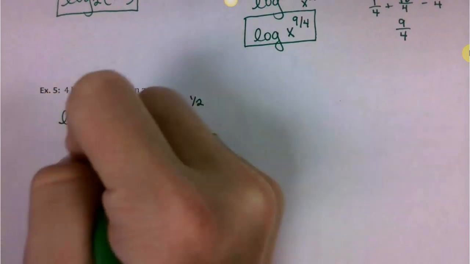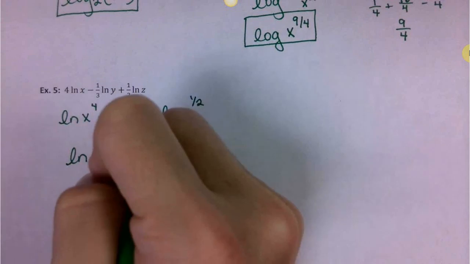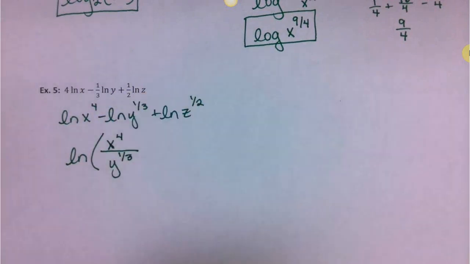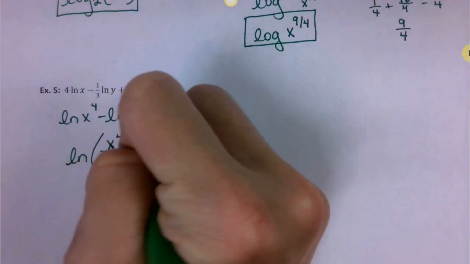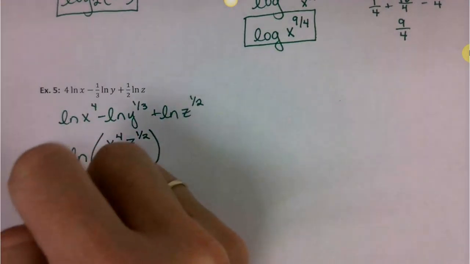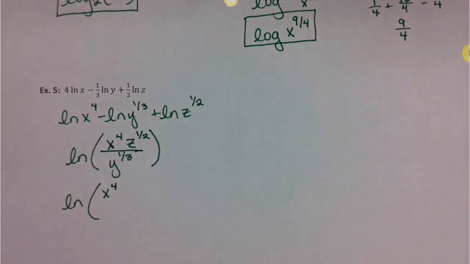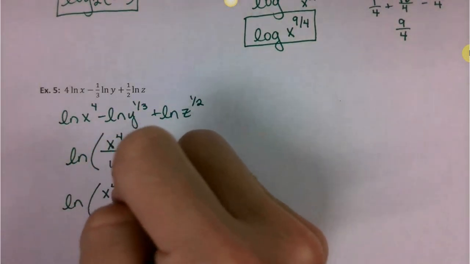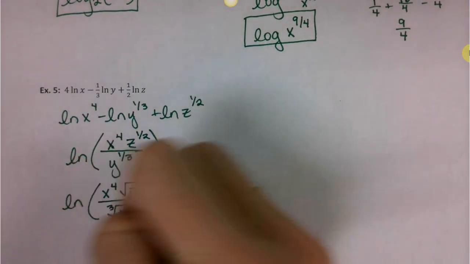So this is the same as the natural log of x to the 4th over the y to the 1/3, which is going to go on the bottom since it's a division, but then the z to the 1/2 is going to be back on top with the x since it's a multiplication. And then the only other thing that we could do with this is change our radical exponents to roots. So z to the 1/2 is the same as the square root of z, and y to the 1/3 is the same as the cube root of y.